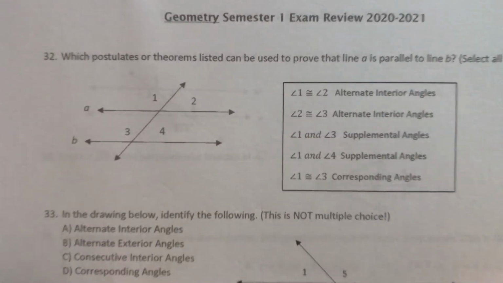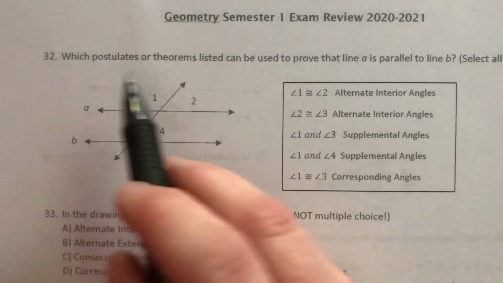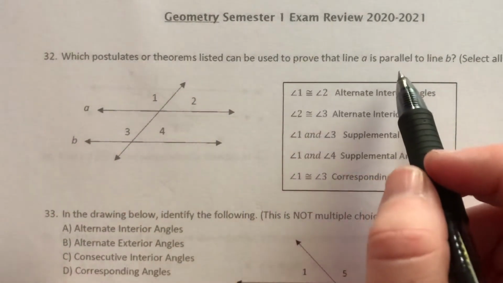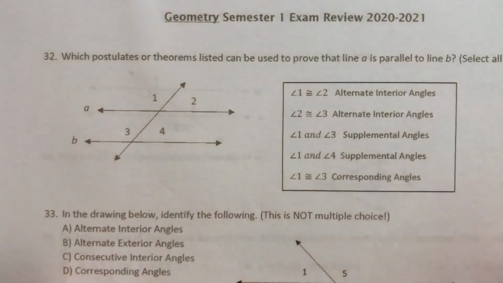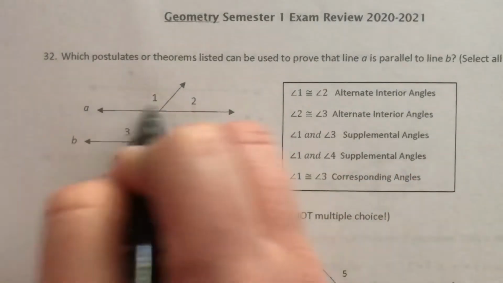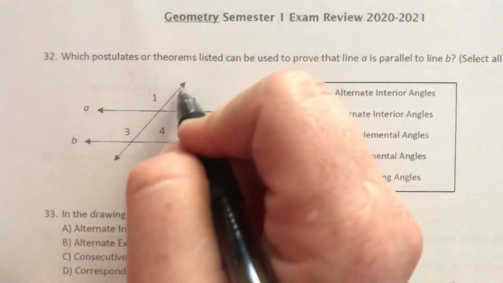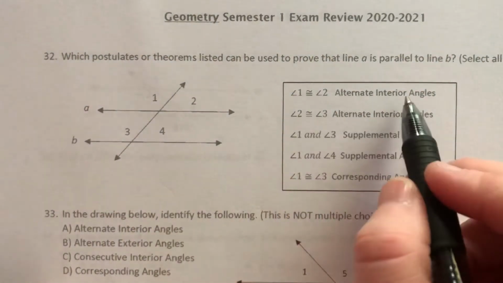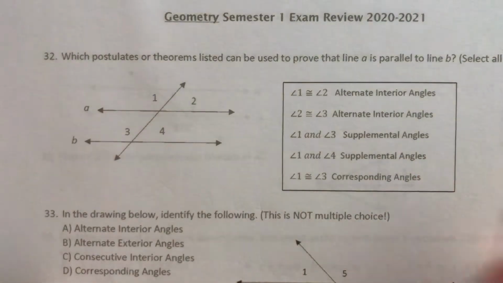All right, we're still working on the geometry semester exam review, page 7 now. Number 32, which postulates or theorems listed can be used to prove lines A is parallel to B? Select all that apply. All right, so we want to prove that these two lines are parallel based on angle relationships. All right, so angle 1 and angle 2 are congruent because they're alternate interior.